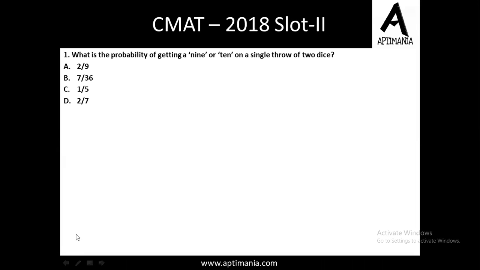Here's question number 1 on the screen. It's a question from probability. So the question is, what is the probability of getting a 9 or a 10 in a single throw of two dice? So what I'm doing is I'm throwing two dice together. Let's talk about the favorable cases of sum as 9.